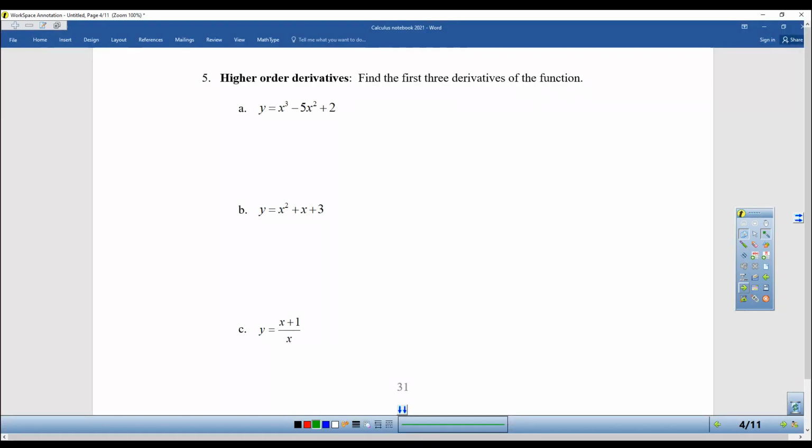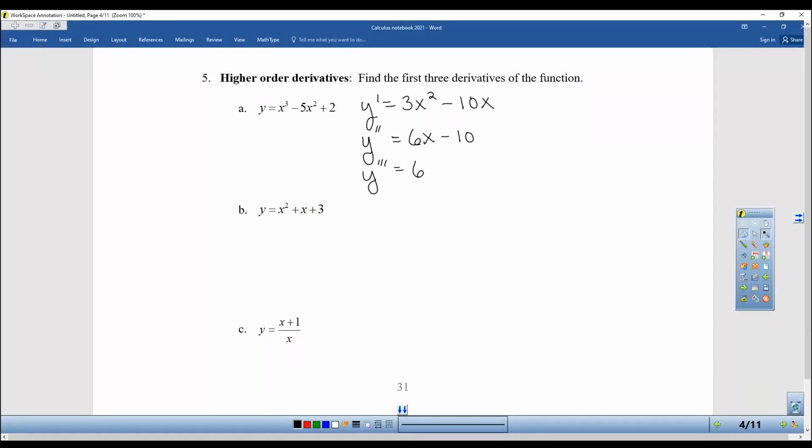Okay, higher order derivatives. So the first derivative of this function is 3x squared minus 10x. There is something called a second derivative. The second derivative is 6x minus 10. And the third derivative is 6. If you were to do a fourth derivative, it would just be 0.